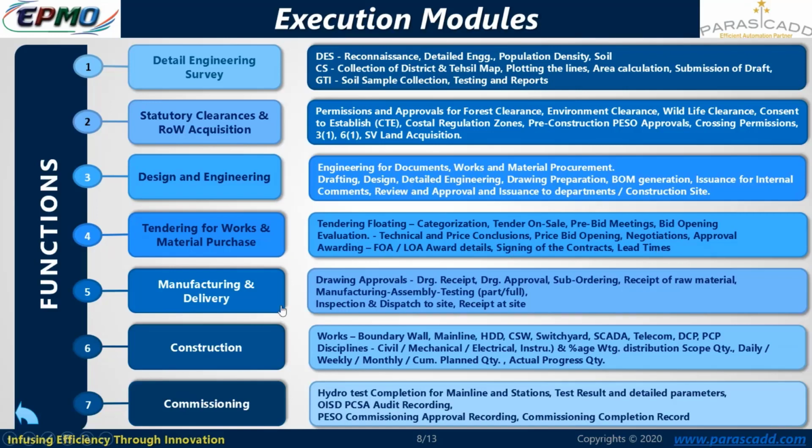Once the awarding is done, the manufacturing and delivery function will come into play. In manufacturing and delivery, vendors will start submitting documents and drawings if it is a long lead item or an equipment. If it is not a bulk item, then these drawings and documents will be evaluated by the consultant or the owner's representative. So various vendor expediting activities will come into the picture over here. Vendor performance will be evaluated over here.